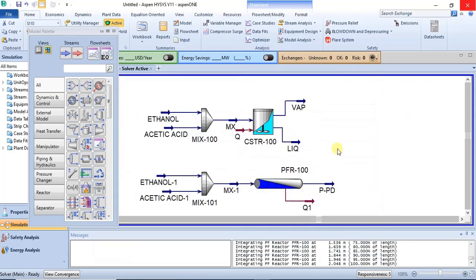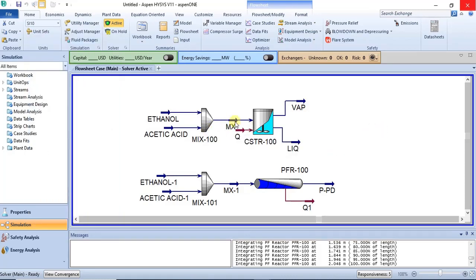So basically this has been modeled. The question said we should find the compositions of the product, the reactor product, so that is what we'll be looking at right now. But before we check the composition and other things from our model, I would like to make a quick correction.